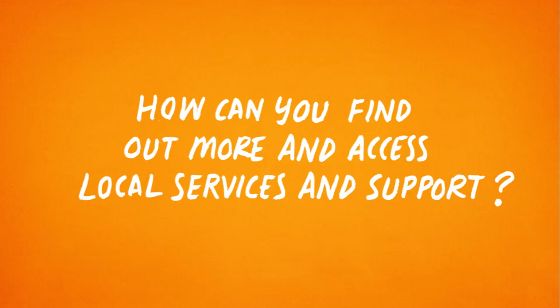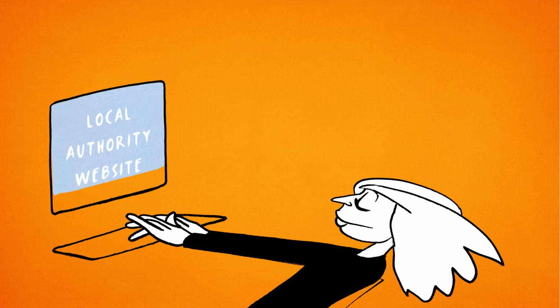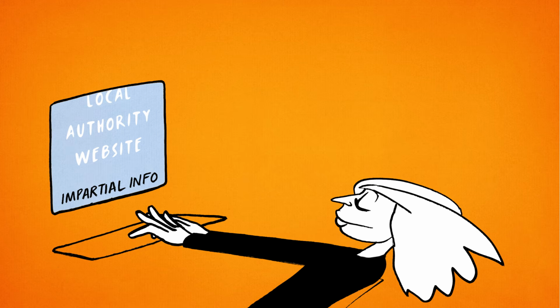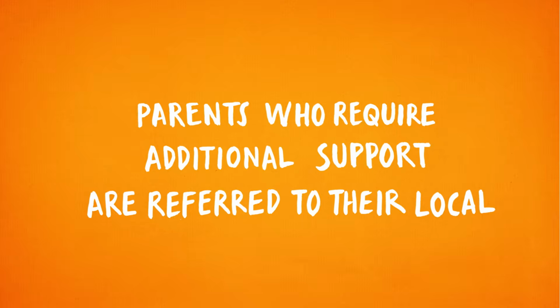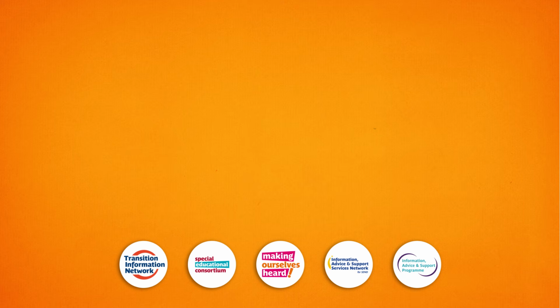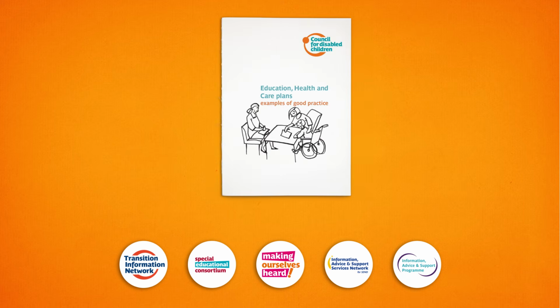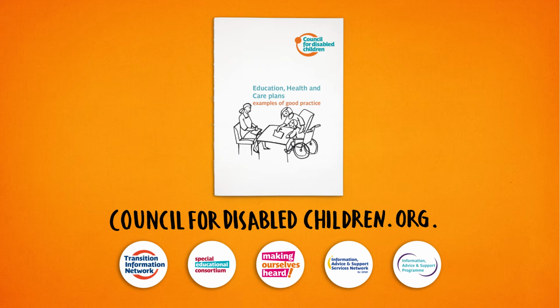How can you find out more or access local services and support? You can find out more about the SEND reforms and the education, health and care planning process by visiting the local offer page on your local authority website. Here, you'll be able to find impartial information, advice and support, and learn about all the services that are available to you. Parents who require additional support are referred to their local information, advice and support service. Further information, including a useful resource on writing good quality EHC plans, can be found at councilfordisabledchildren.org.uk.